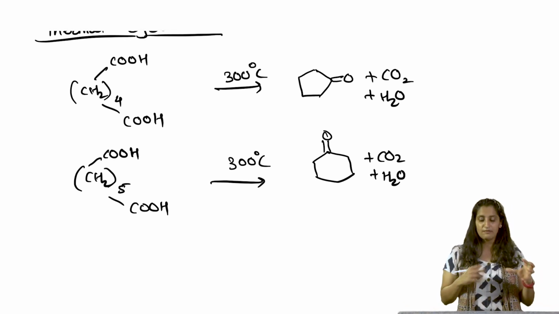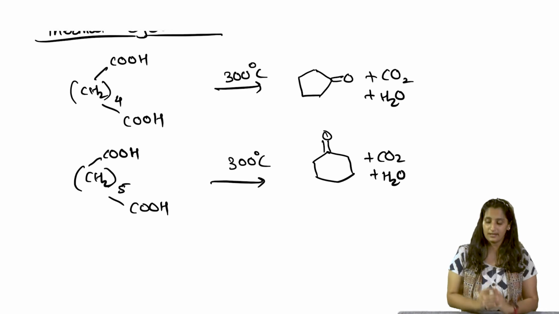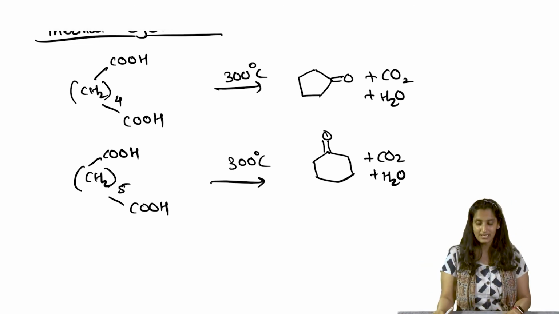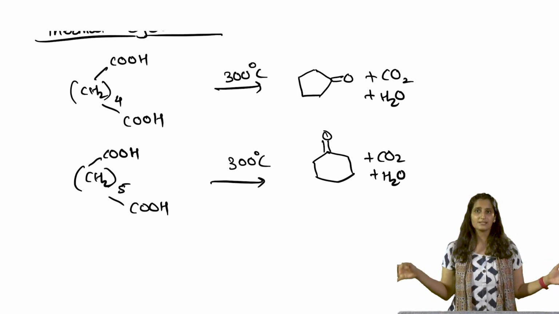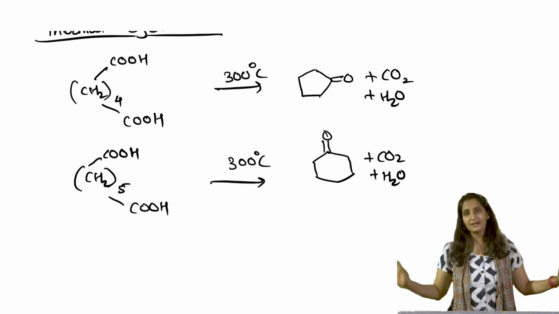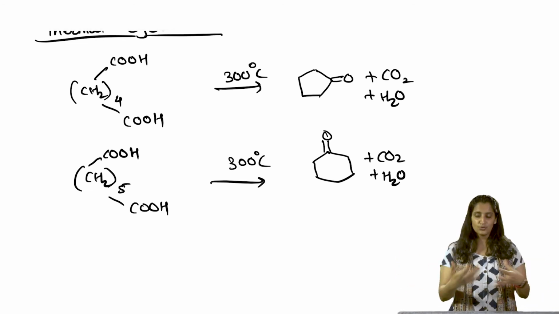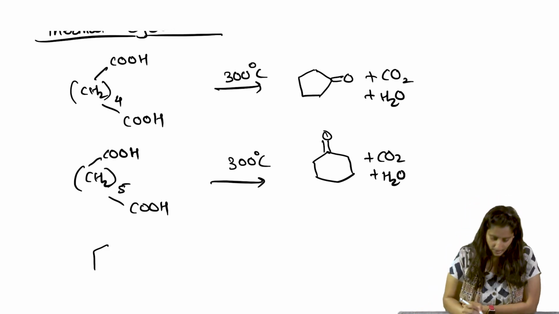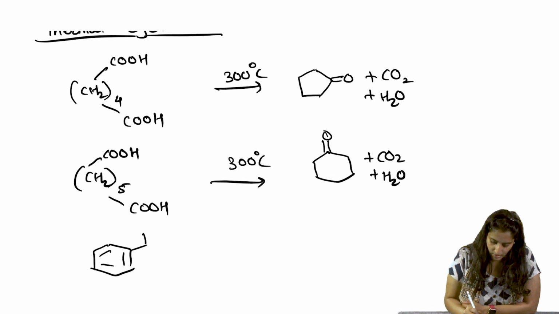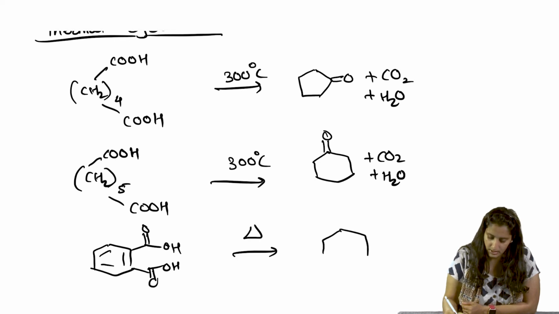Now, you had enough carbons in these two to form that cyclic ring, 5 or 6 membered stable cyclic rings. If you have more than that, the 2 carboxylic acids are going to behave as separate carboxylic acid entities, and they will not show you this thermal cyclization. If you have less than that, sometimes you end up forming an anhydride. So, for example, here, when this one is heated, it is going to form the corresponding anhydride.